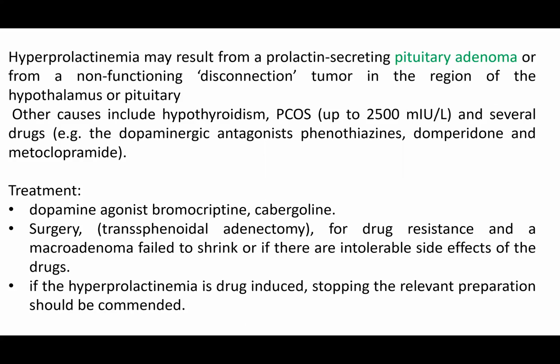Sometimes, if it is very high, we can find that it is due to a pituitary adenoma or a non-functioning disconnection tumor affecting the prolactin secretion. Other causes: hypothyroidism may be associated with raised prolactin level, patients with polycystic ovary syndrome, and several drugs, as has been mentioned. Treatment is by lowering the prolactin level using dopamine agonists such as bromocriptine or cabergoline. However, sometimes if there is no response or drug resistance, and there's a tumor, we can go to surgery. And if it is drug induced, then we stop the causative agent.